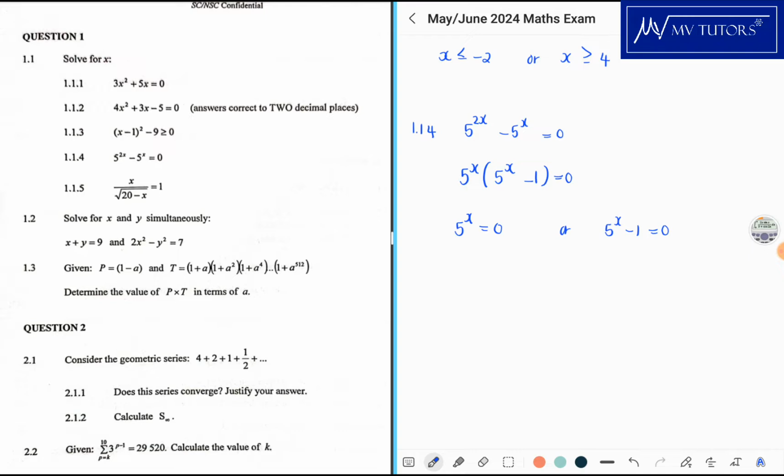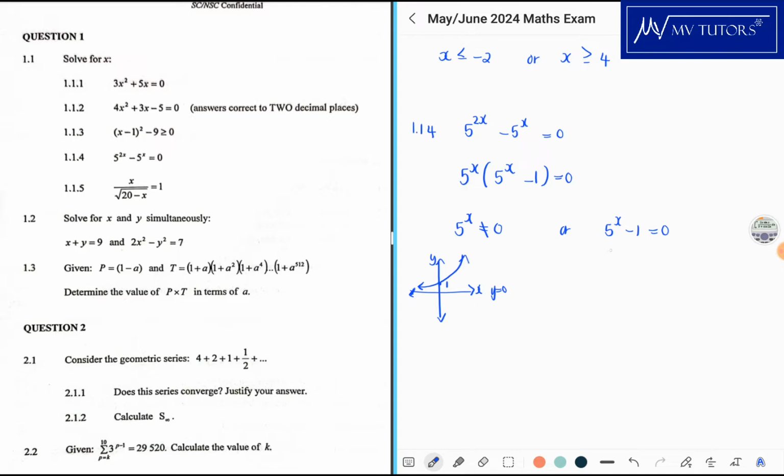Now 5 to the power x is an exponent, looking something like that, where it passes through 1. Is there ever a point where this graph will actually equal 0? It won't, because our asymptote here is y equals 0. So 5 to the power x can never be equal to 0. And then what do we do on the other side?